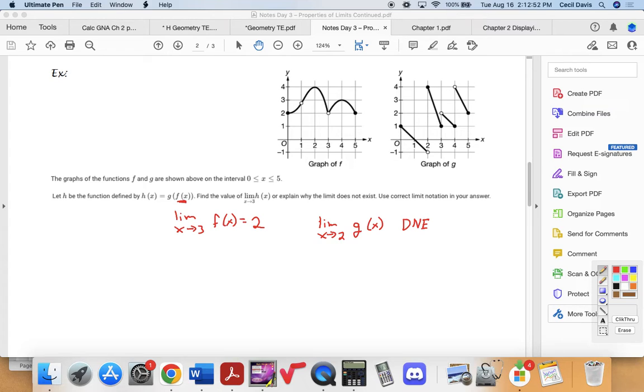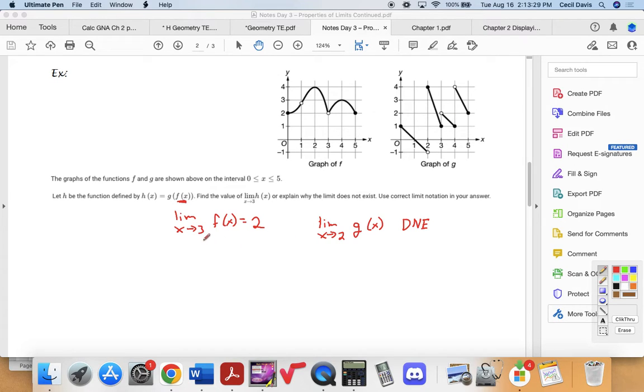f of x is going towards 2, and that's what we're putting inside of g of x. Okay? This is an easy mistake to make, and I've actually seen teachers argue about this. This is wrong. Now, why? Well, both of these statements are true, but does not exist is not the right answer. And the reason why is they got really sneaky.